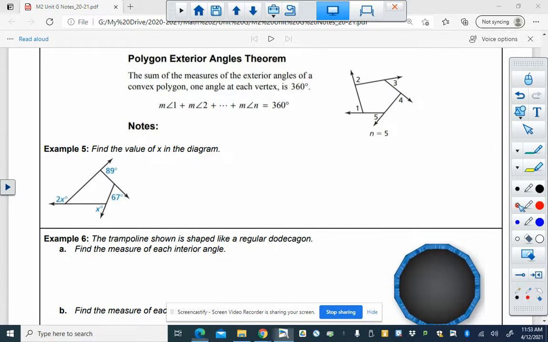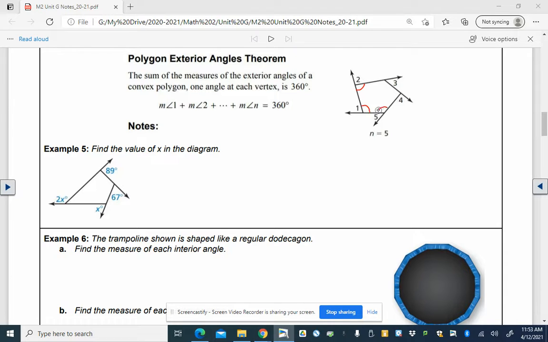So new content is going to be the polygon's exterior angles theorem. Okay, so we talked about these interior angles in there. Okay, so normally when we have a shape with interior angles, if we continued each of those angles to make a straight line, all right, so if we were dealing with a rectangle, okay, if I just took each of my angles and continued them out, we call those exterior angles.